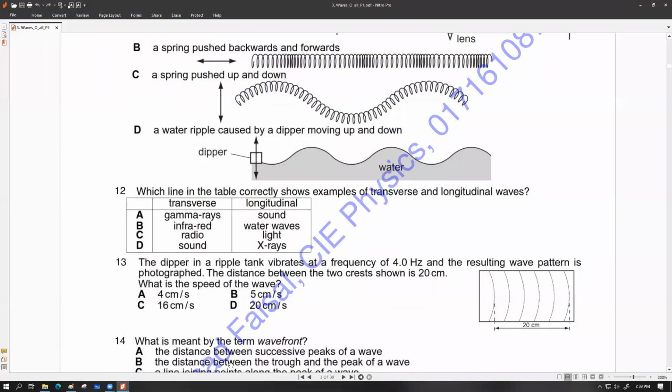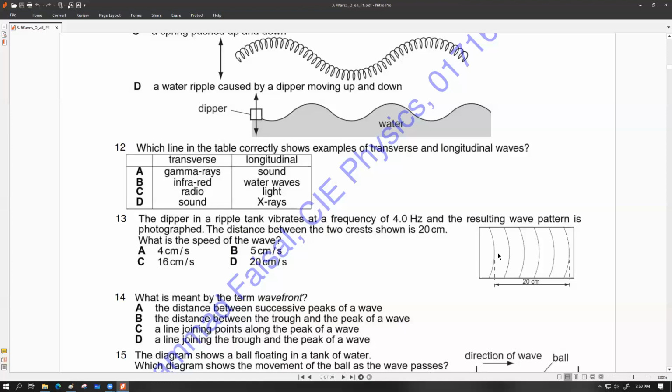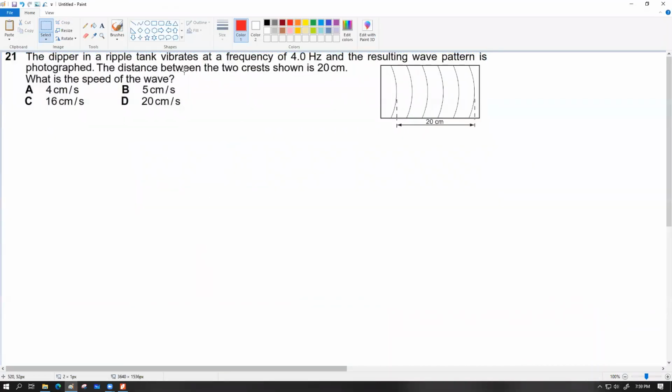Sir, 13 দেখবো। 13 আইডিটা খুব সিম্পল. I'll take this picture. I'll help. Have a look at 13. The dependent ripple tank vibrates at a frequency of 4 Hz and the resulting wave pattern is photographed. The distance between the two crests shown is 20 centimeter. So the two crests which are labeled over here, that much gap is 20 centimeter. What is the speed of the wave?